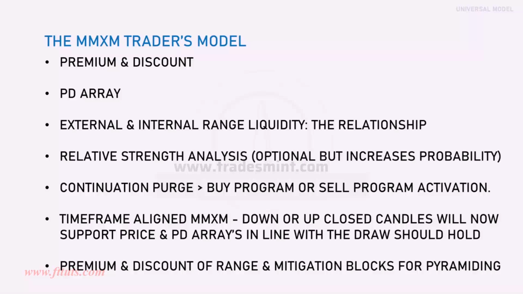The MMXM trader's model. So we're going to go over a few points on this. We've got that premium and discount levels, right? The PD arrays, external and internal range liquidity and the relationship between them. Then relative strength analysis. This is optional, but it will increase your probabilities. Then continuation purge, so a buy program or a sell program activation. Then time frame alignment with the market maker models, right? Down or up close candles will now support price, and PD arrays in line with the draw should hold. And then eventually premium and discount of the range and those mitigation blocks for pyramiding your trades.